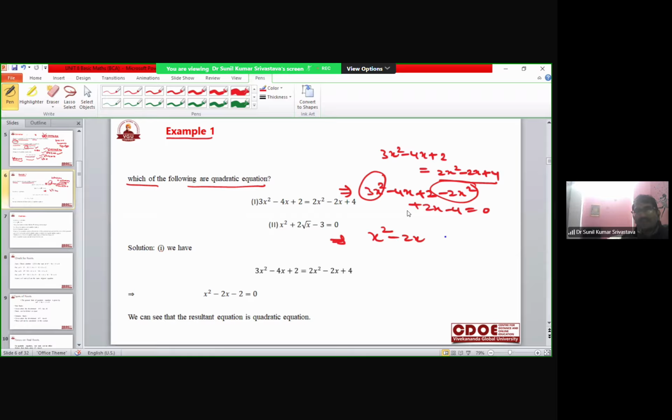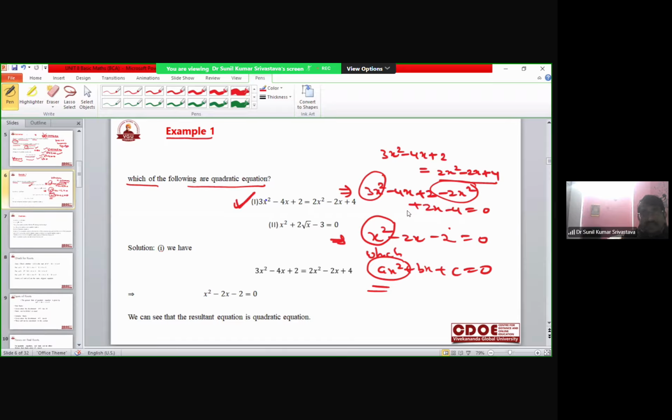Plus 2 minus 2 is equal to 0. In this expression, which is of the form ax square plus bx plus c is equal to 0, the c is present, the coefficient of x is also present, but most important, the coefficient of x square term is present. So this expression is a quadratic equation. So we can see here the resultant equation is a quadratic equation.